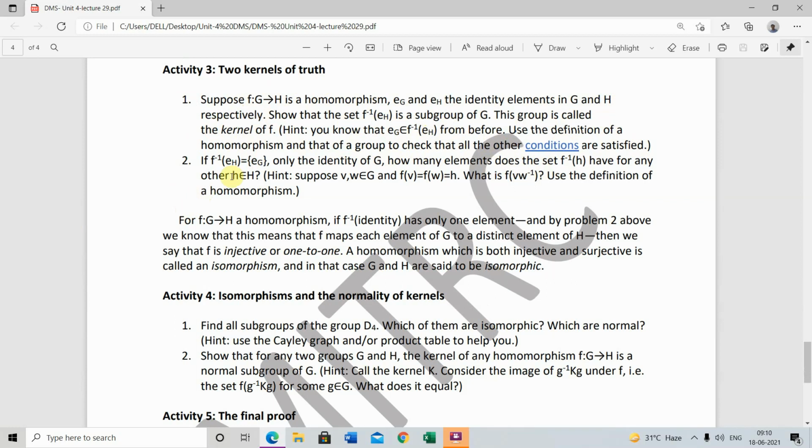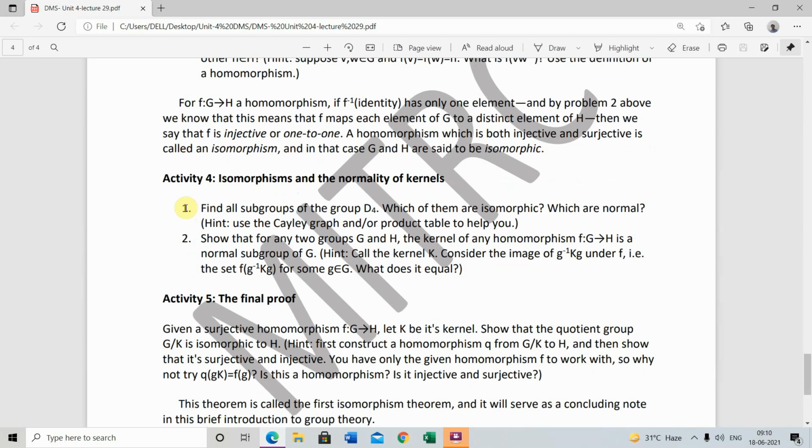If f inverse of e_H equals e_G, only the identity of G, how many elements does the set f inverse of h have for any other h belonging to H? And suppose v, w belong to G and f(v) equals f(w) equals h. That is, f(v w inverse). Use the definition of homomorphism.